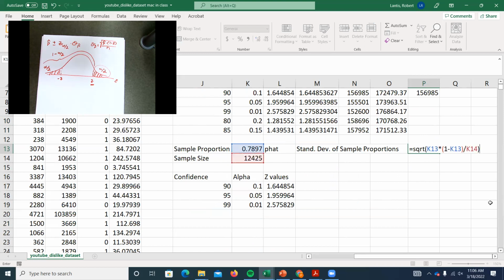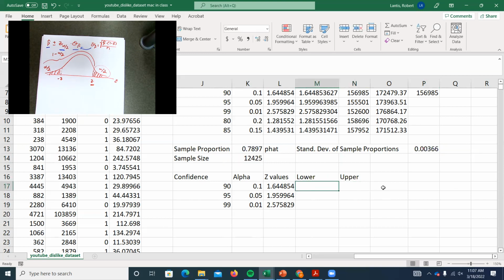Okay. So all I'm doing there is using Excel to be my calculator. I'm just kind of breaking things up into steps. So then once I have this value, I just have to plug in one number here. I've got my sample proportion, I've got my Z values, and I'll now have my standard deviation of my sample proportions. Now it's just using Excel to do some pretty simple calculations for me. Once I have that, I can find my lower and my upper bounds.